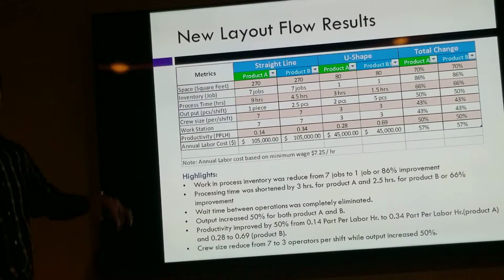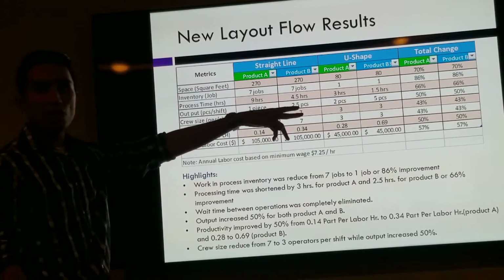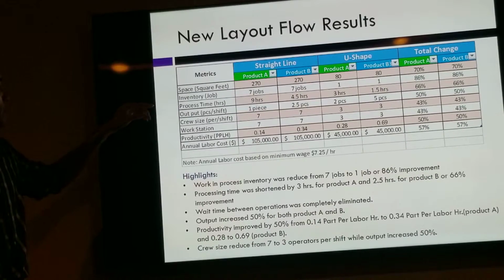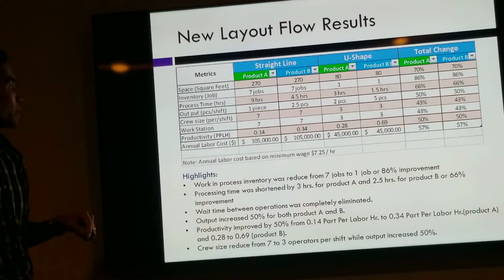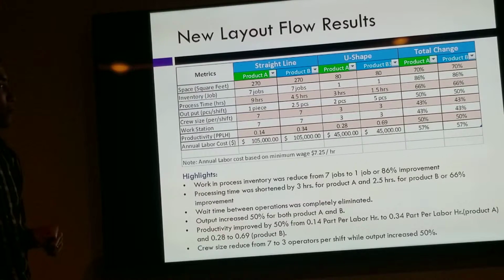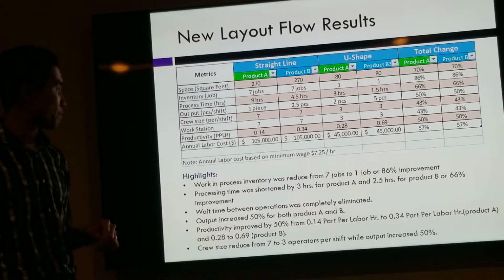Here's the layout flow results between straight line, product A and B, U-shape, and the total changes that we made, the improvement. On inventory, we reduce from 7 jobs to 1 job, an 86% improvement. Process times go from 9 hours in the current state for product A and 44.5 hours for product B. We reduce to 3 hours for product A with the U-shaped cell layout and 1.5 hours for product B. And that gives us a 66% improvement.